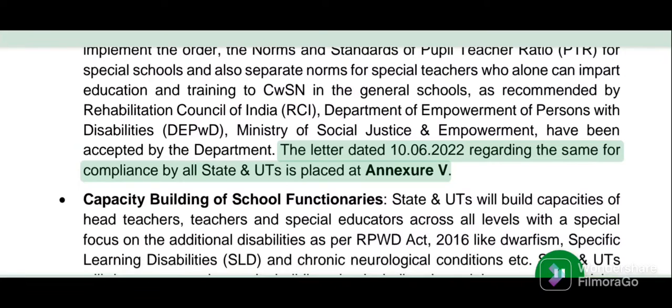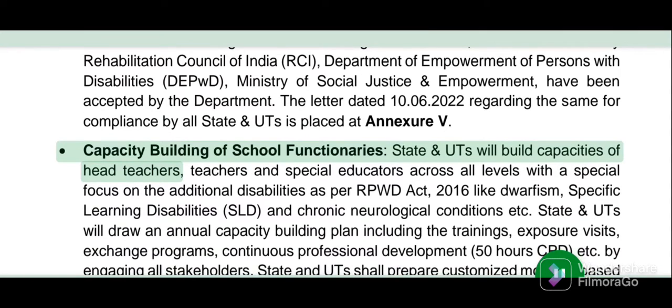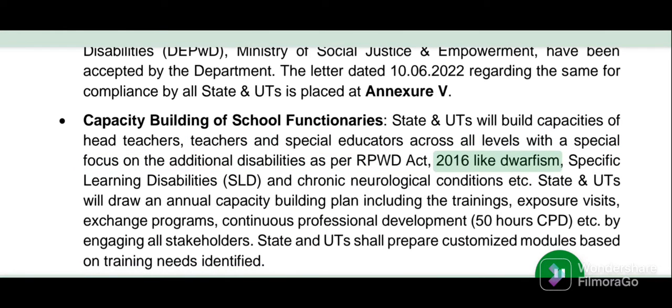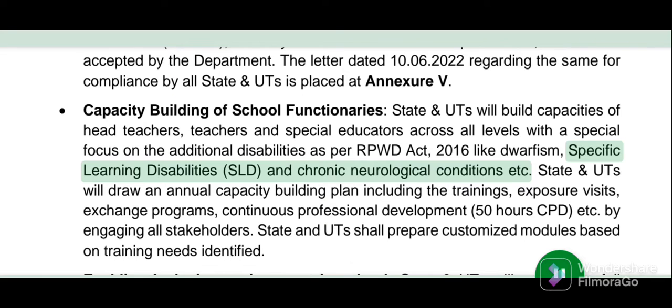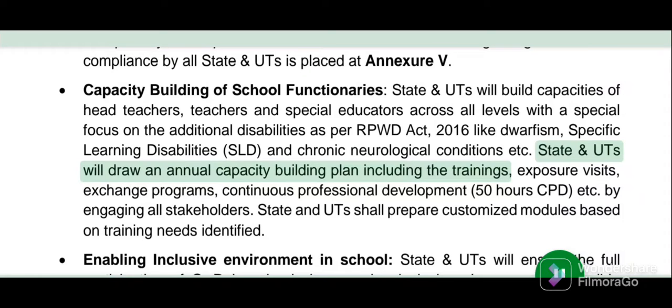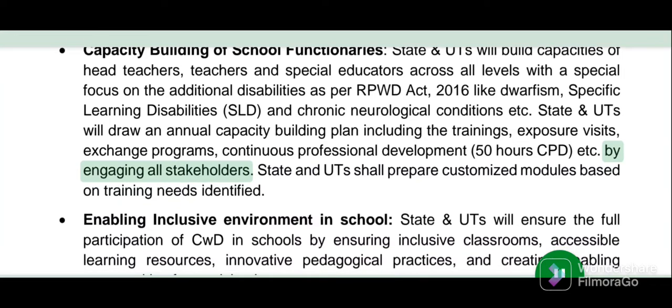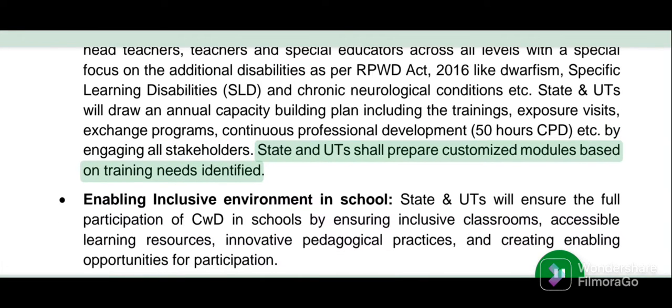The letter dated the 10th of June 2022 regarding the same for compliance by all state and UTs is placed at Annexure V. Capacity building of school functionaries. State and UTs will build capacities of head teachers, teachers and special educators across all levels with a special focus on the additional disabilities as per RPWD Act 2016 like dwarfism, specific learning disabilities (SLD) and chronic neurological conditions etc. State and UTs will draw an annual capacity building plan including the trainings, exposure visits, exchange programs, continuous professional development, 50 hours CPD etc. by engaging all stakeholders. State and UTs shall prepare customized modules based on training needs identified.